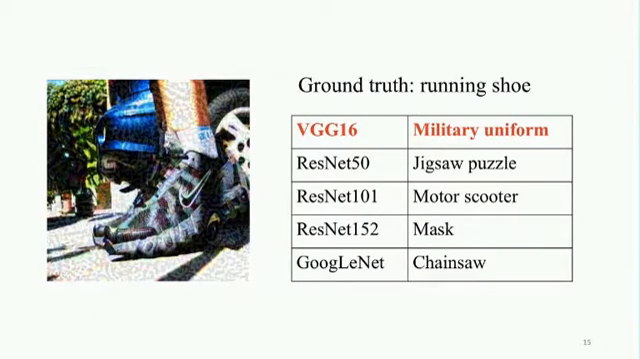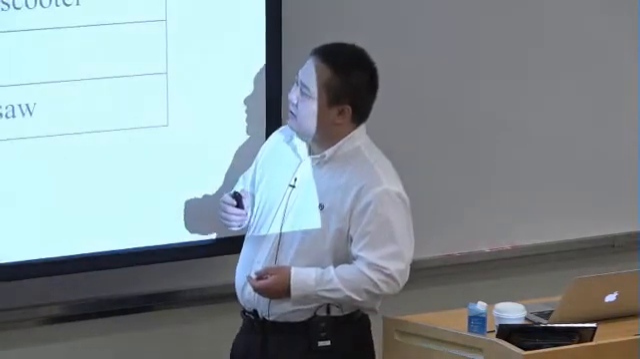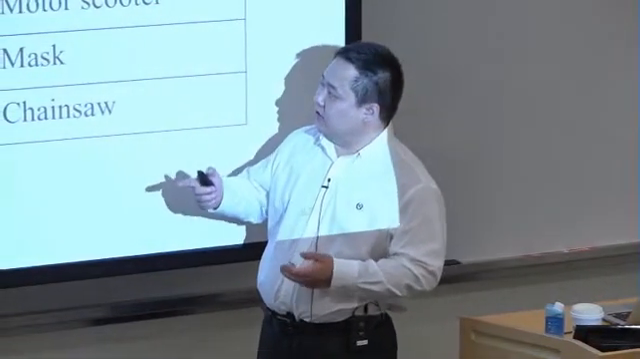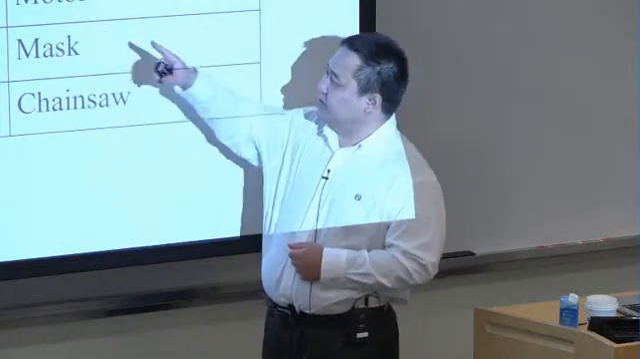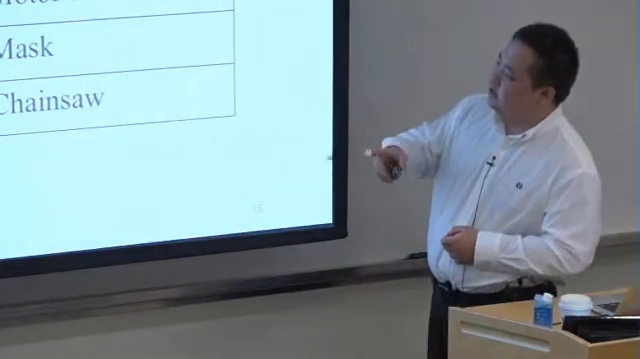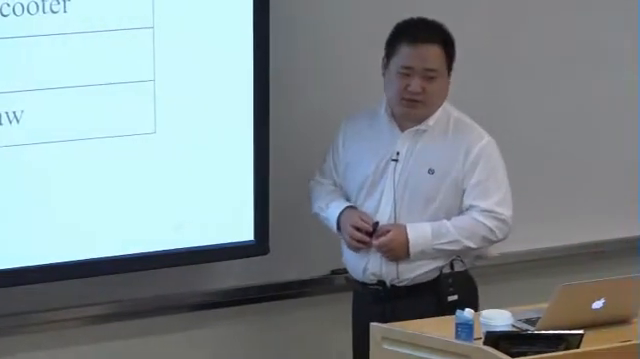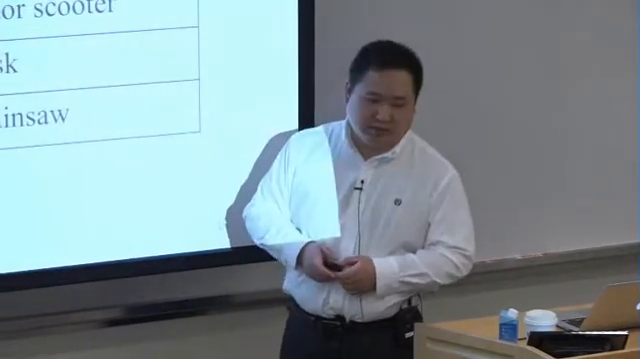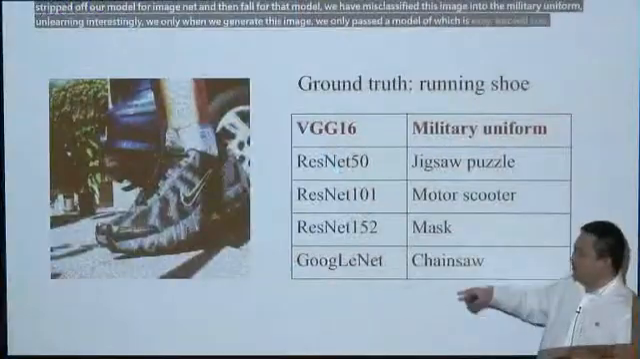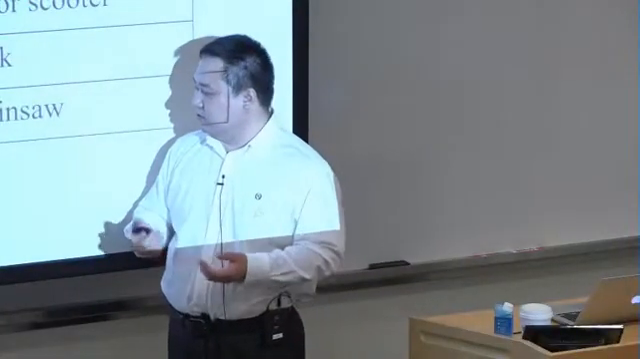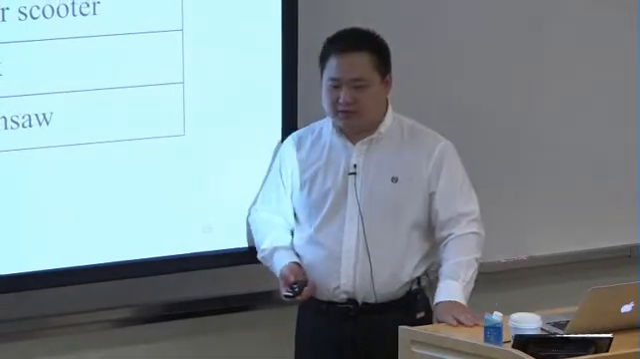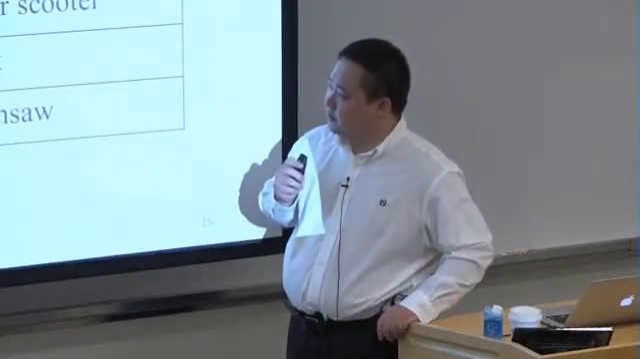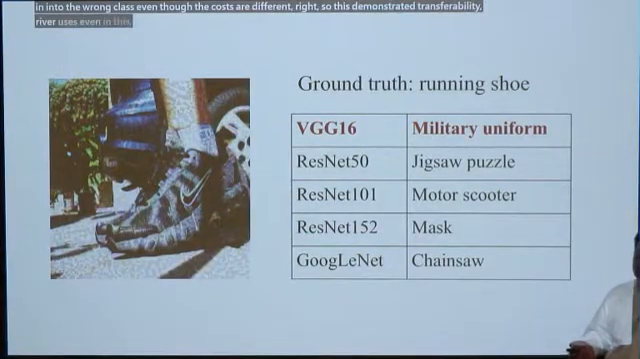What does it mean? For example, we consider these shoes, and the ground truth is a running shoe, right? This image is generated for the model of VGG16, which was a state-of-the-art model for ImageNet. Based on that model, we can misclassify this image into military uniform. Interestingly, when we generate this image, we only touch the model of VGG16. But when we evaluate over several other models, like the state-of-the-art ResNet model or GoogleNet model, they are all classified into the wrong class, even though the classes are different, right? So this demonstrates the transferability really exists even in these state-of-the-art models.